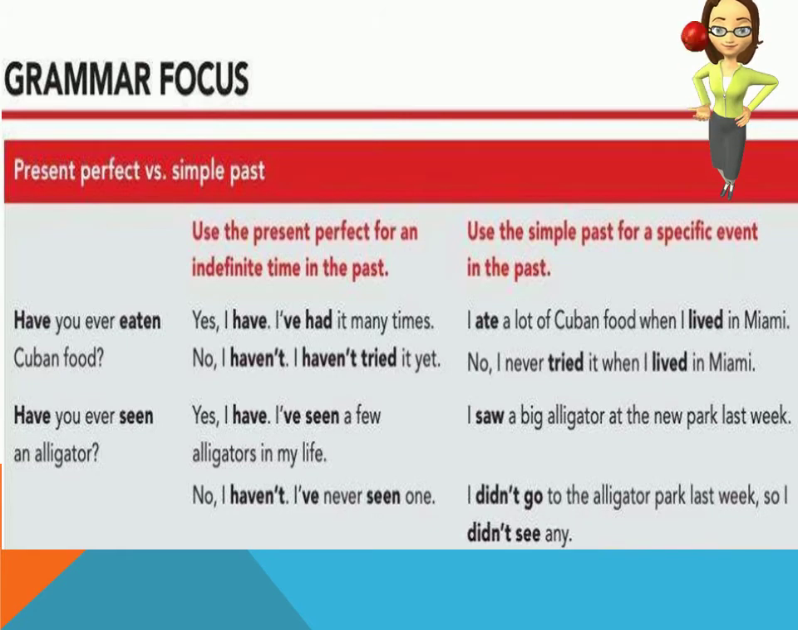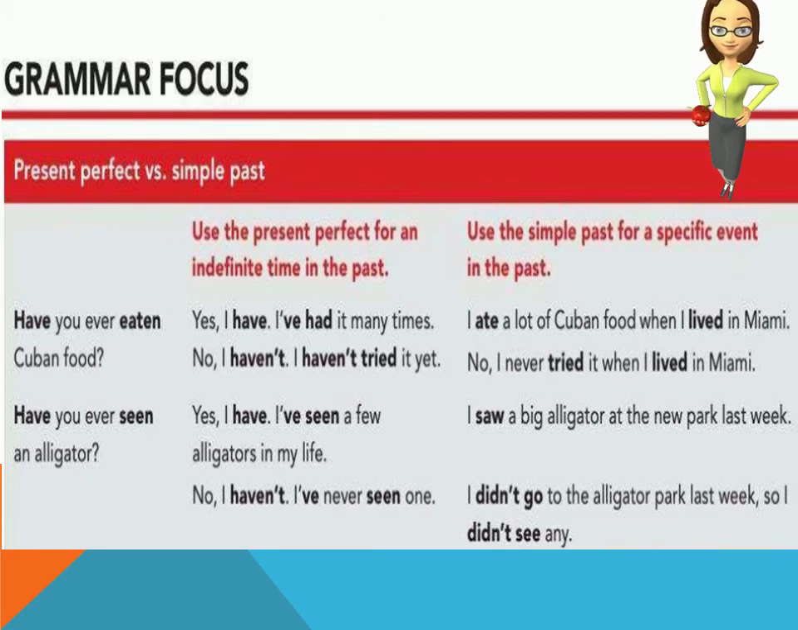Let's see another example. Have you ever seen an alligator? Using the present perfect for an indefinite time. You answer, yes, I have. I've seen a few alligators in my life. So you say, in my life. You are not giving a specific time. Or, no, I haven't. I've never seen one.